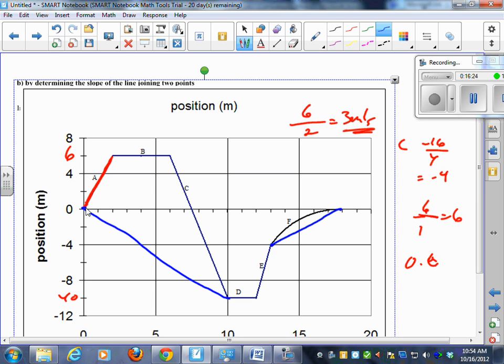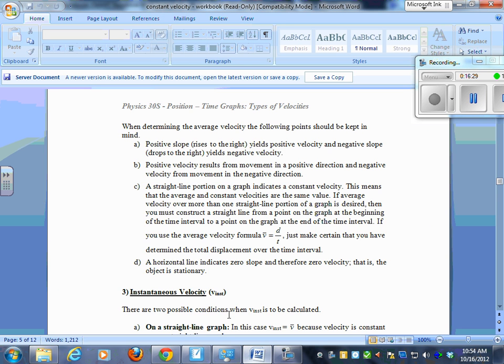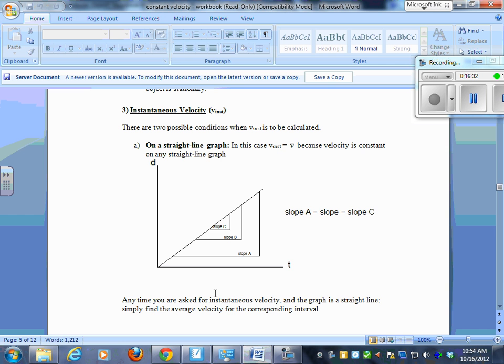Okay, moving on now to the third one, instantaneous velocity. Instantaneous velocity is when we have to concern ourselves with what kind of line?